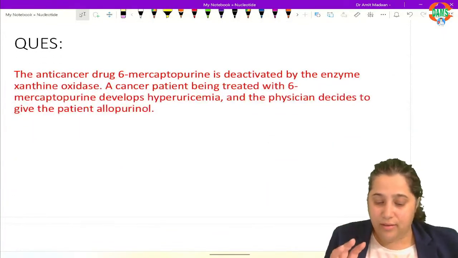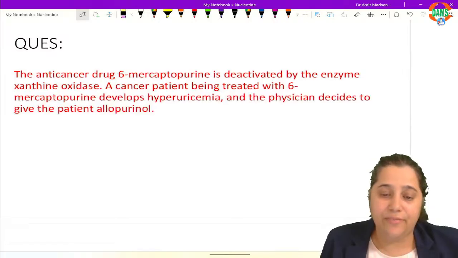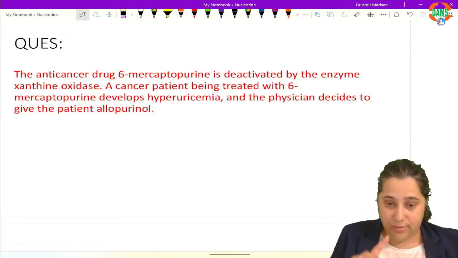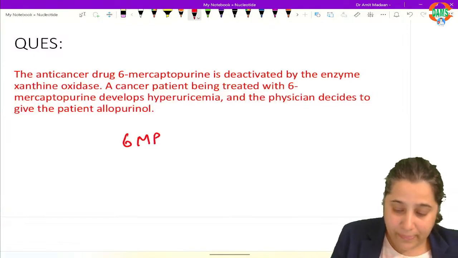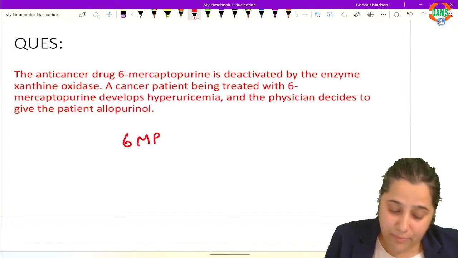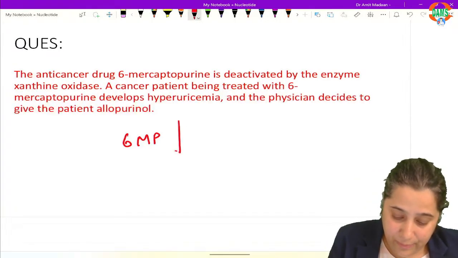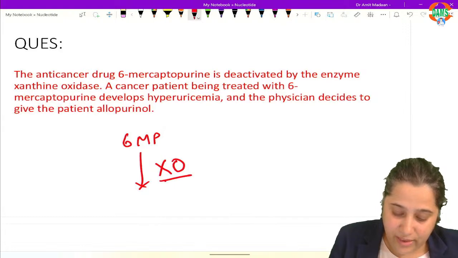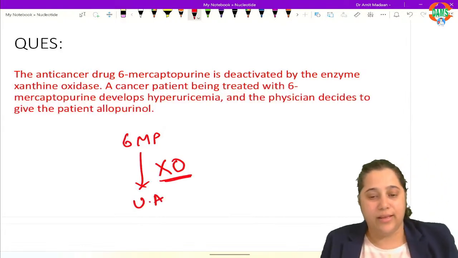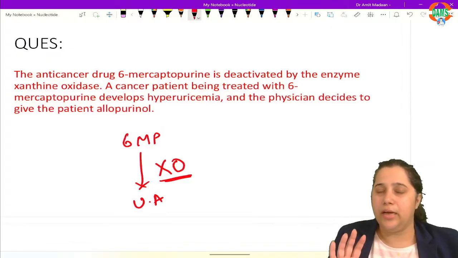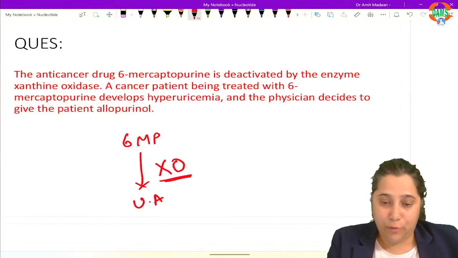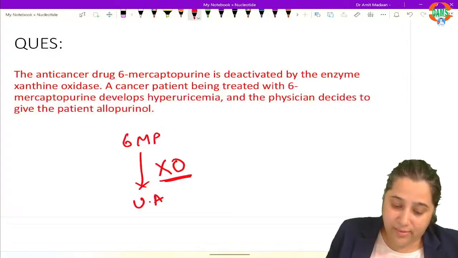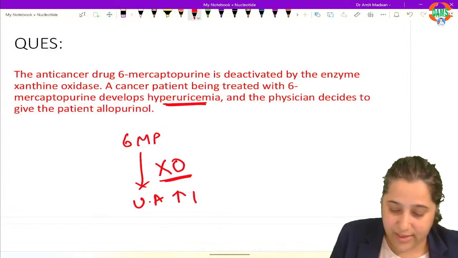An anti-cancer drug 6-mercaptopurine is deactivated by the enzyme xanthine oxidase. Try and understand this question. 6-mercaptopurine is deactivated by the enzyme. That means it is converted like any other protein. Xanthine oxidase converts 6-mercaptopurine to, let's say, uric acid, because all purines are ultimately converted to uric acid. A cancer patient being treated with 6-mercaptopurine develops high uric acid, hyperuricemia, because uric acid is getting formed more.